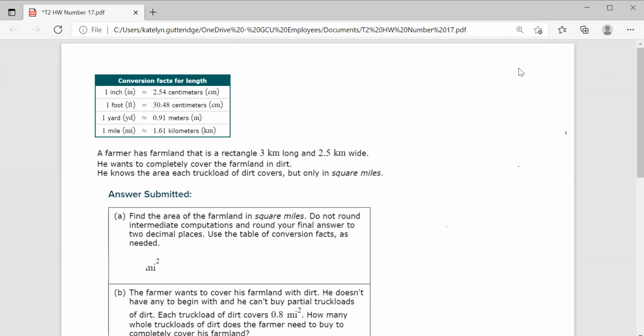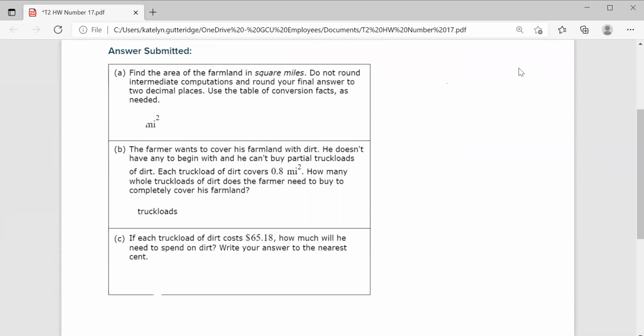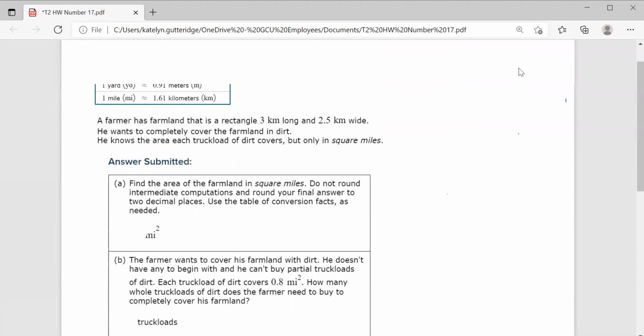In this example problem, a farmer has farmland that is a rectangle 3 kilometers long and 2.5 kilometers wide. He wants to completely cover the farmland in dirt. He knows the area each truckload of dirt covers, but only in square miles. So we're going to work through finding the area in square miles, figuring out how many truckloads the farmer needs, and then how much our total cost is going to be for all of this dirt.